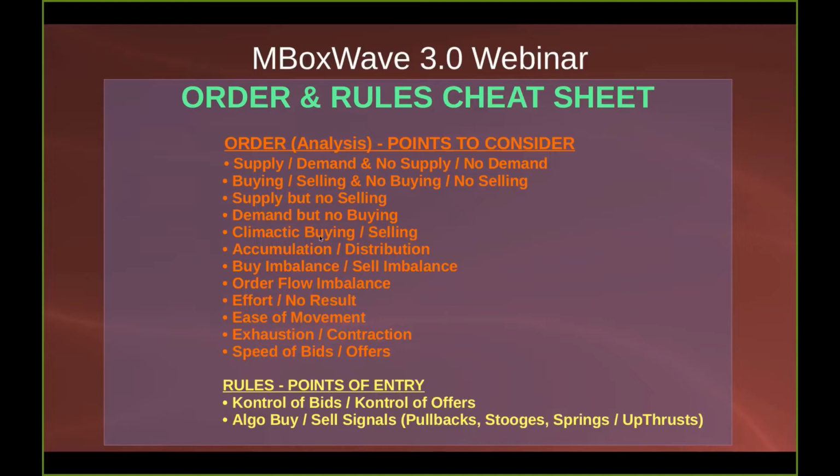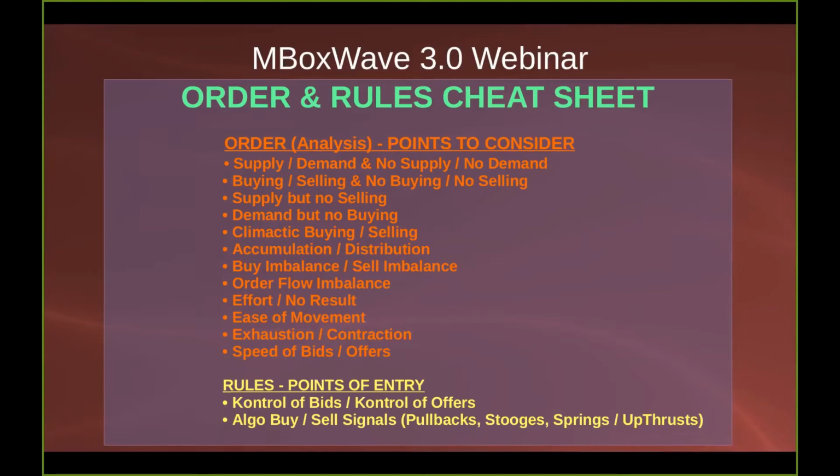Climactic buying, selling, accumulation, distribution, buy imbalance, sell imbalance, order flow imbalance. That was the price order flow imbalance I was talking about, right? It was a lower low, less supply. That's the order flow imbalance. Effort, no result, ease of movement, exhaustion, contractions, speed of bids, offers. These are the things to think about when you're looking at the chart using the MboxWave indicators, right?